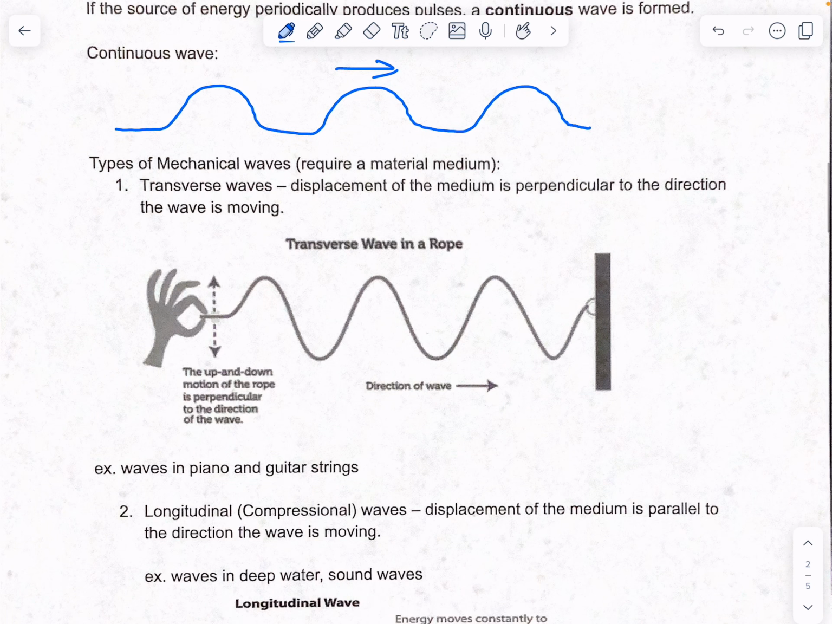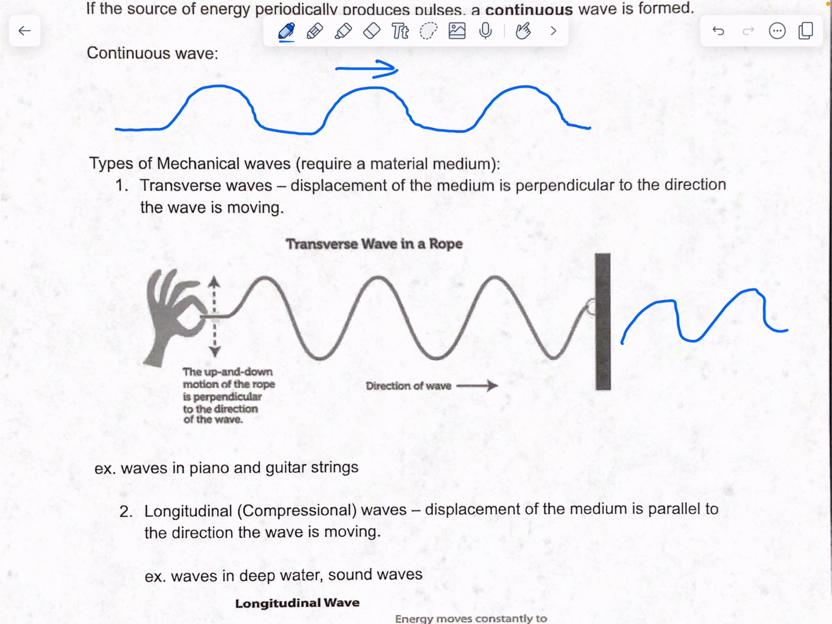Now, there are three types of mechanical waves, which require a medium. The first type is a transverse wave. If I asked you to picture a wave in your mind, you typically see something that goes up and down, up and down. That's a transverse wave. What makes a transverse wave is that the displacement of the medium is perpendicular to the direction of the wave.